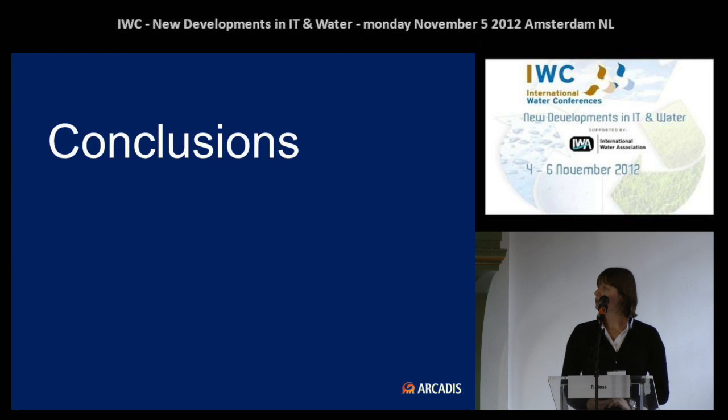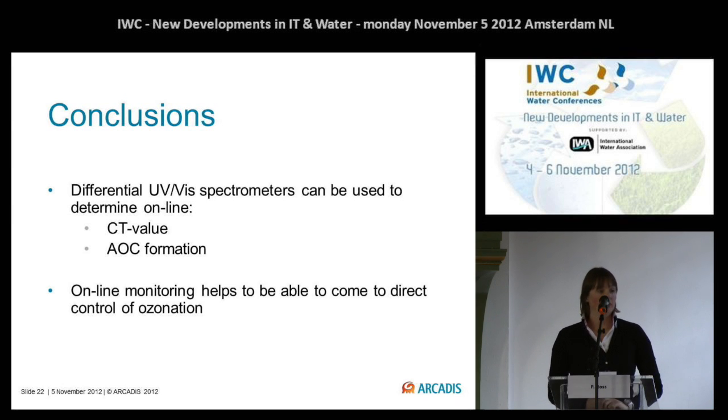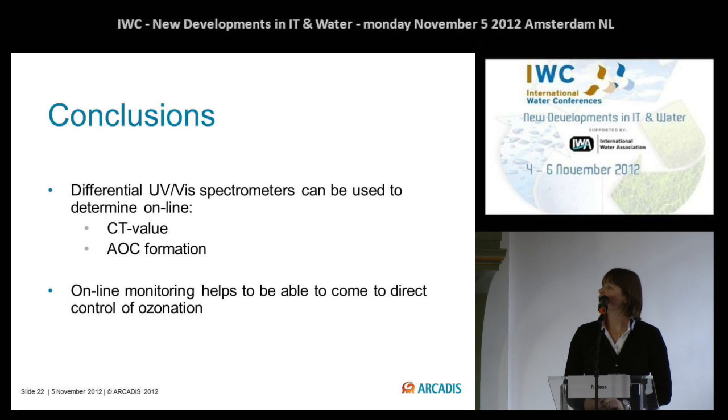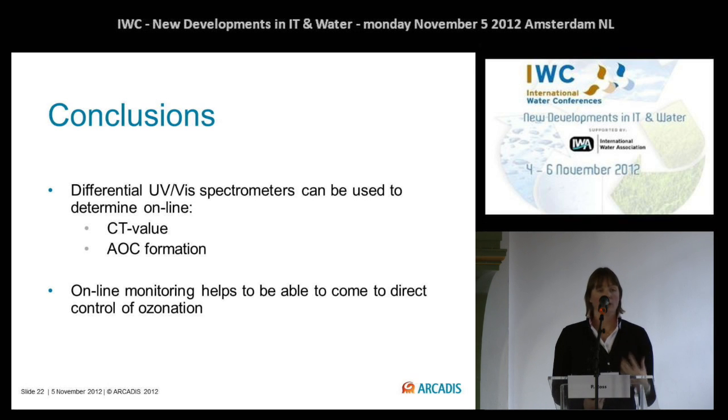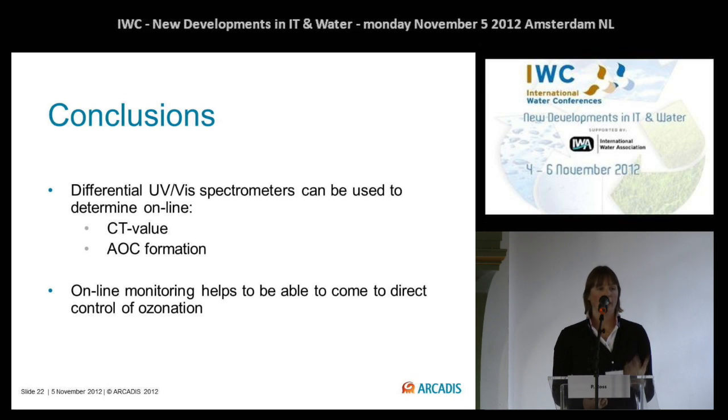So that brings me to the conclusions. What we found is that by means of differential UV-Vis spectrometers, we can determine online an estimation of the AOC formation, and the CT value. With this CT value, it becomes possible to directly control the ozone dosage in the full-scale plant. By that means we are sure that we don't form as many byproducts as might otherwise be formed if you don't exactly know what's going on.